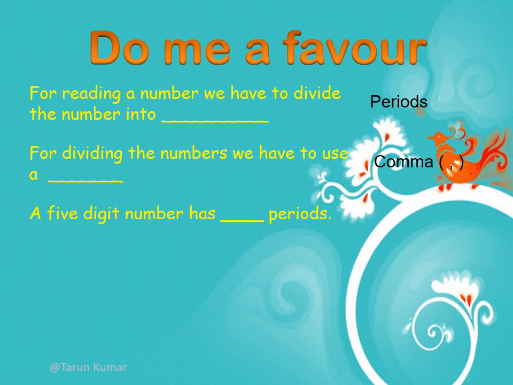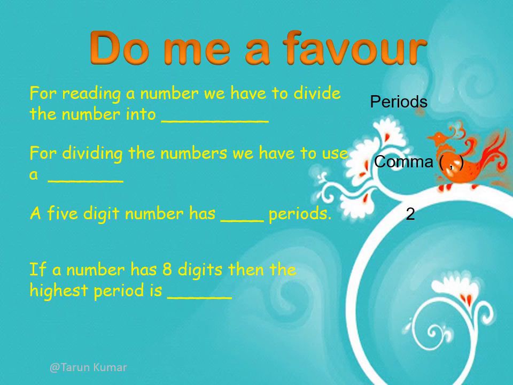And the third question, a 5-digit number has how many periods, and all of you know, a 5-digit number has 2 periods only. First, by taking 3 digits, and you will leave another 2 digits, so only 2 periods. Next, if a number has 8 digits, then the highest period is crores.